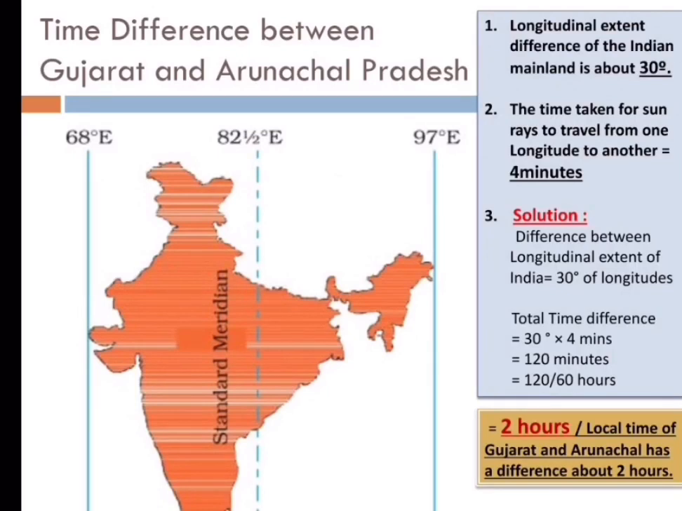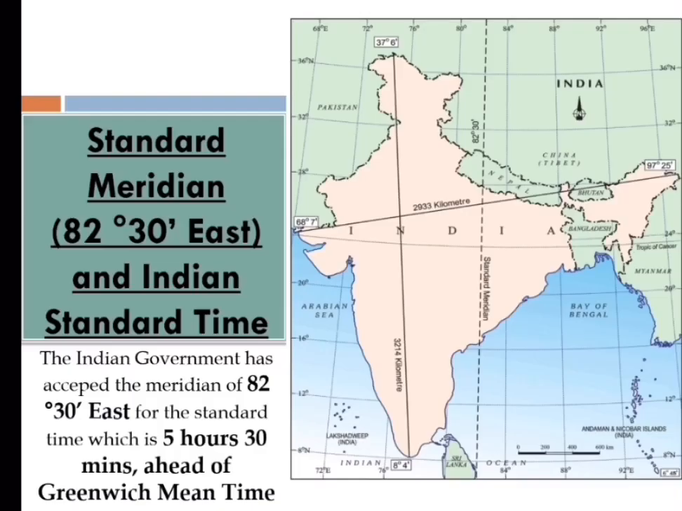The time in Mumbai is around 6 p.m. while in Assam it is 7:30. Do you think that the time varies or changes as we move to different parts of the country? Think over. Right. The answer is no. India follows a common time, that is the time along the standard meridian of India.